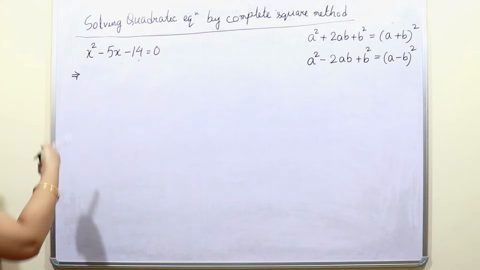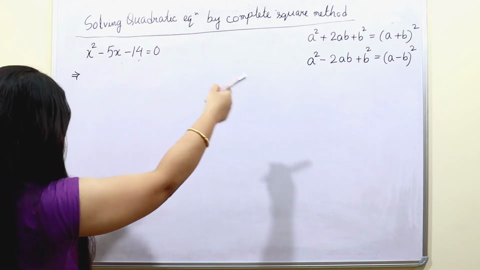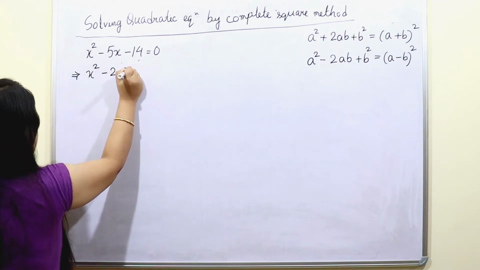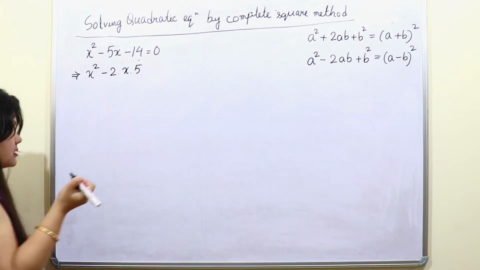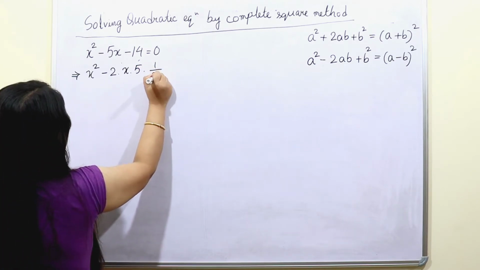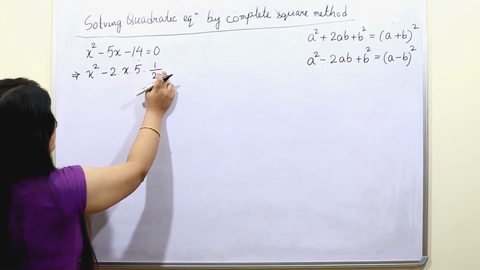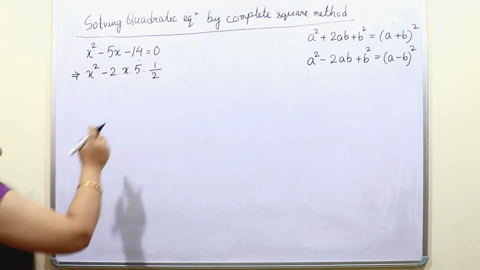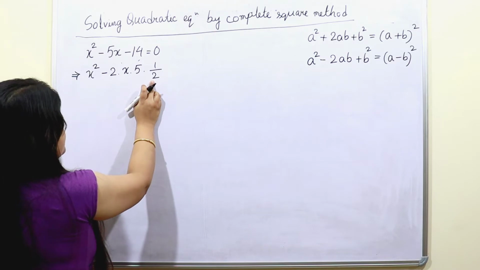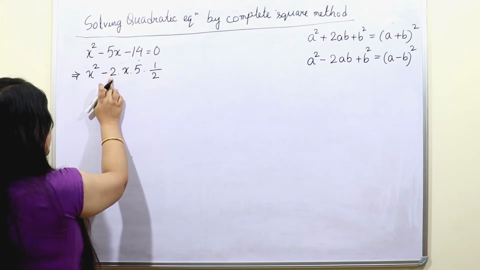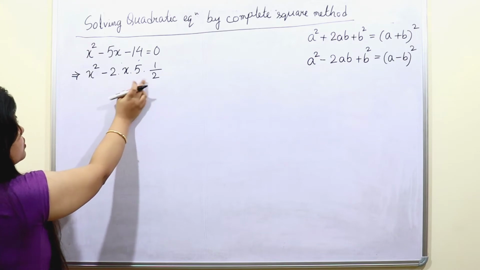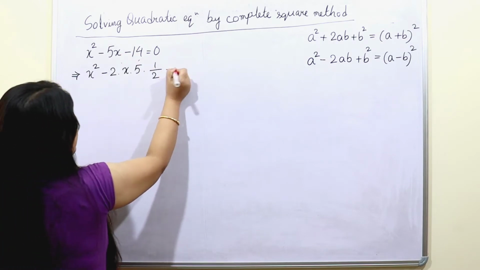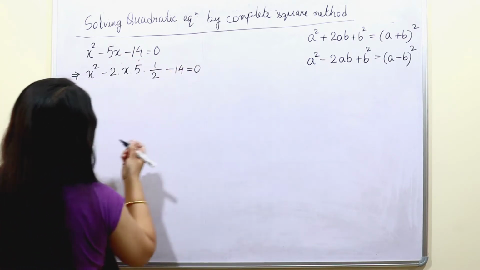Now we will express the terms in the form a² - 2ab + b². The first term is x², then minus 2 into x, and 5 is already present. Since we have introduced the term 2, we have to write 1 by 2, so that the nature of the equation will be the same. After cancellation of 2 and 1 by 2, the remaining value will be 5x, and here this is minus 14, so minus 14 is equal to 0.